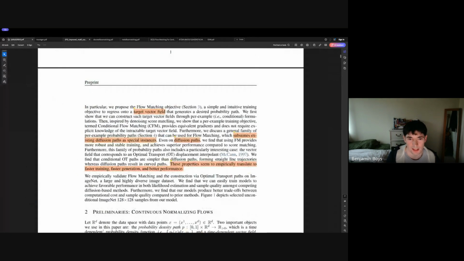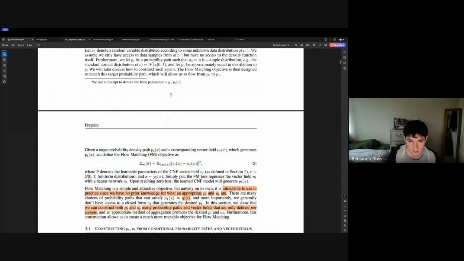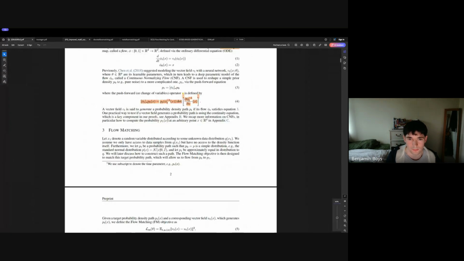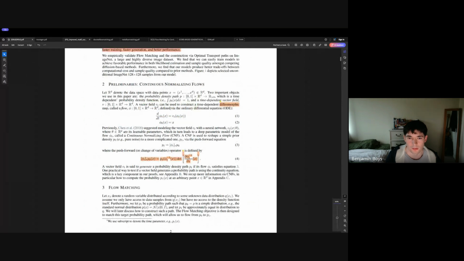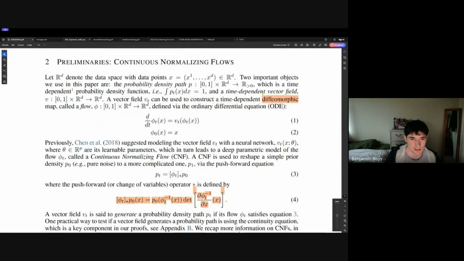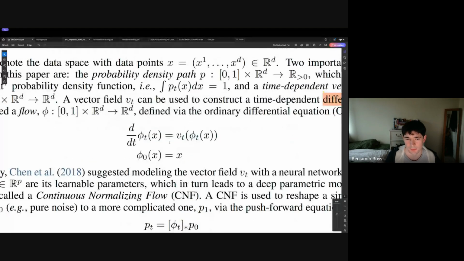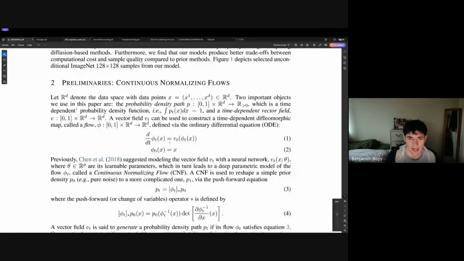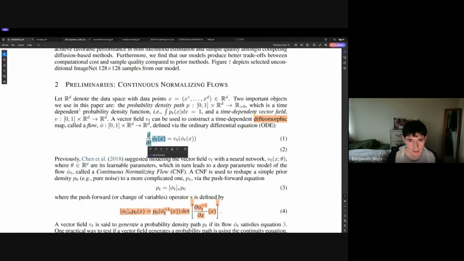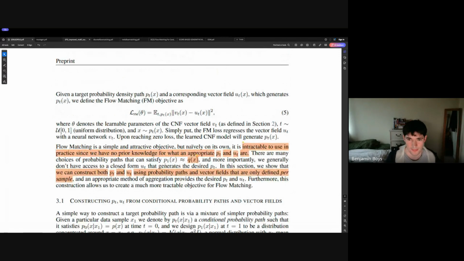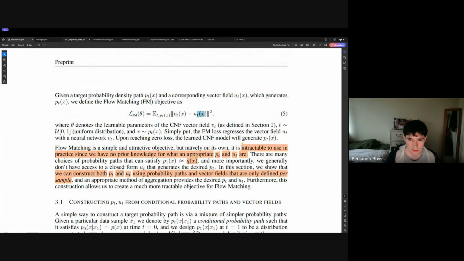So it then looks like this. So that's the ODE that you're trying to solve. And we want to learn this, which is going to be defined as RU, which is the vector field that we're trying to learn.